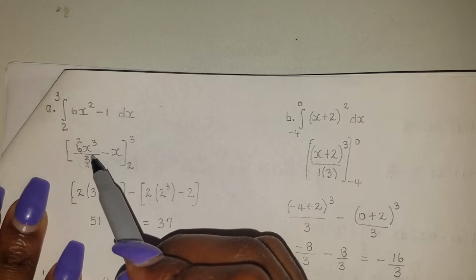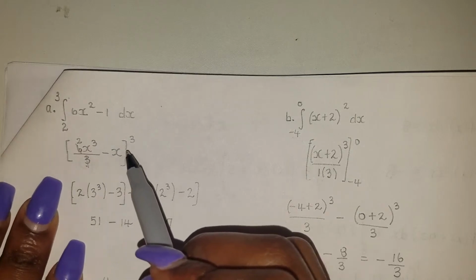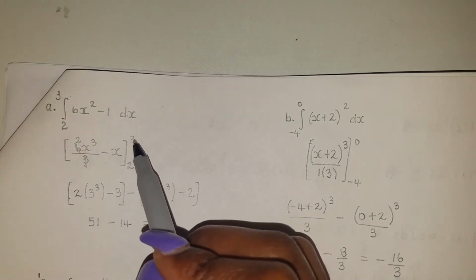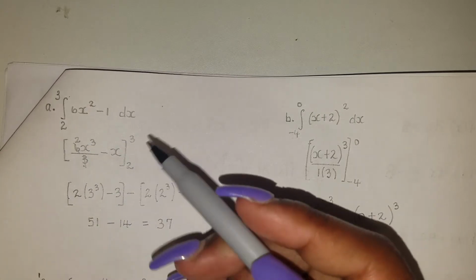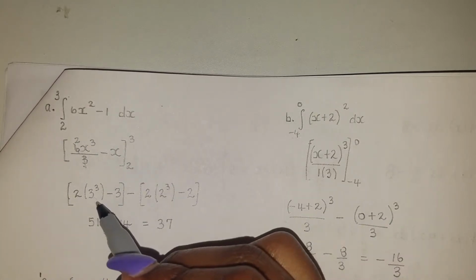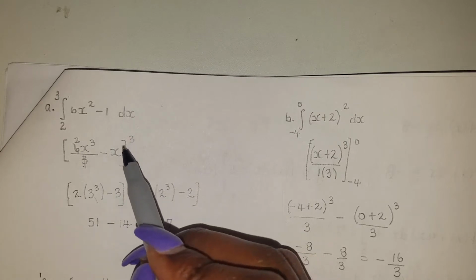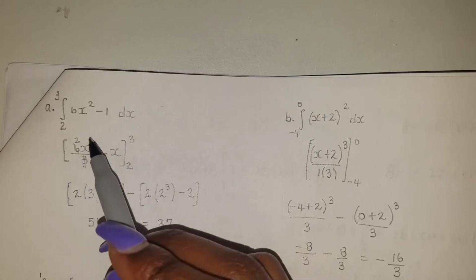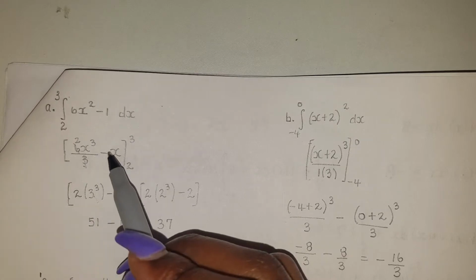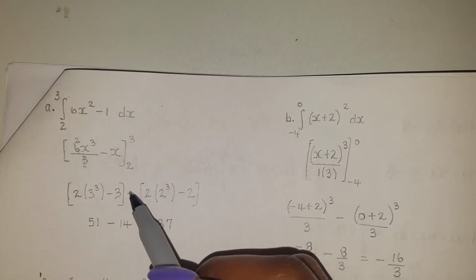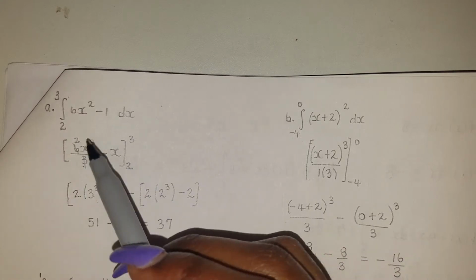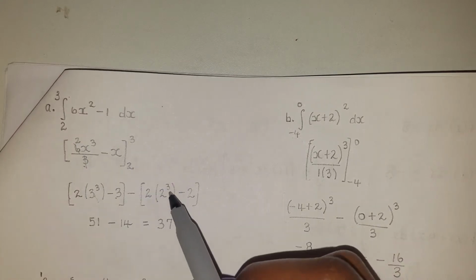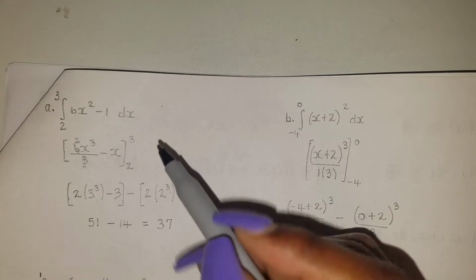So now we're going to plug our upper limit and lower limit into the function 2x cubed minus x. So in our first brackets, we're going to plug our upper limit, which is 3. So we now have 2 times 3 cubed minus 3. Put back our minus sign, and now let's go to the lower limit, which is 2. So we have 2 times 2 cubed minus 2.